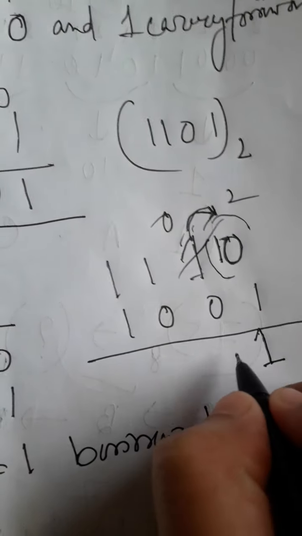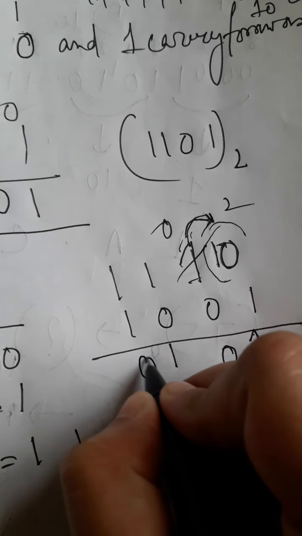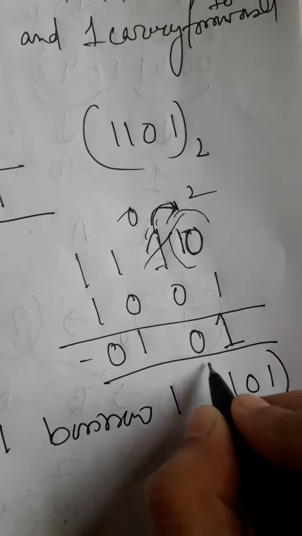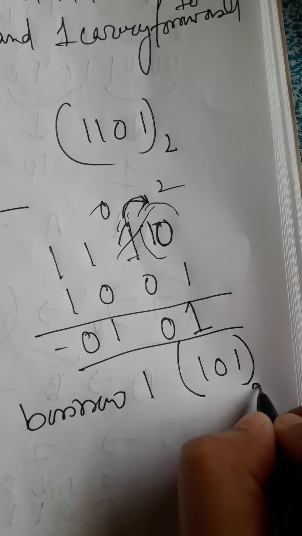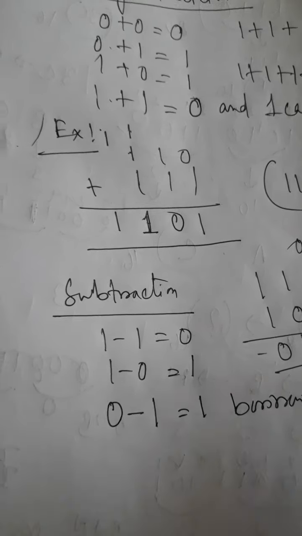Now here 0 minus 0 will be 0, 1 minus 0 will be 1, 1 minus 1 will be 0. So the final output is 1 0 1. Okay. So this is the concept of the binary addition and subtraction.